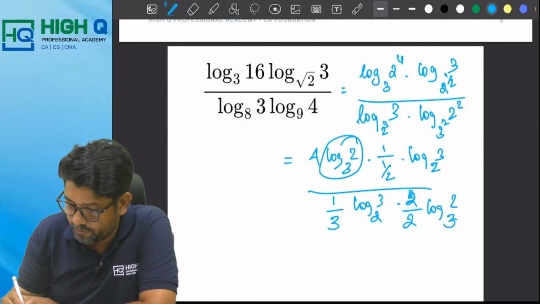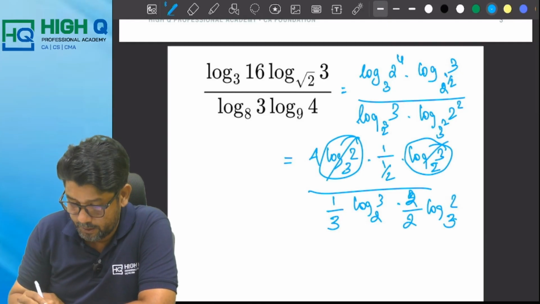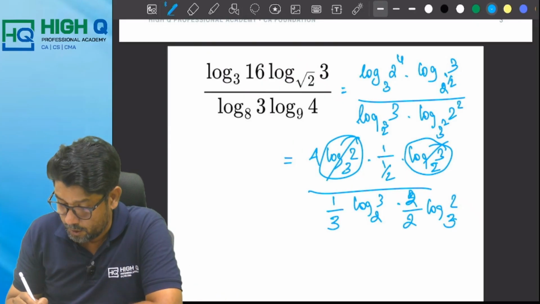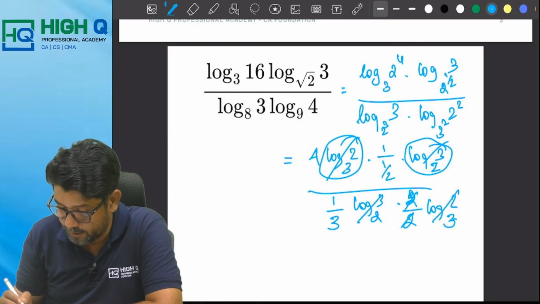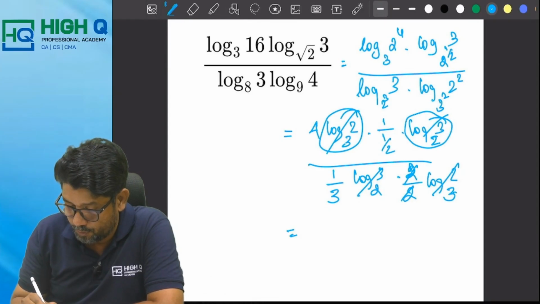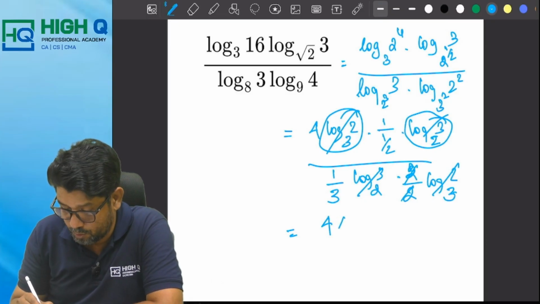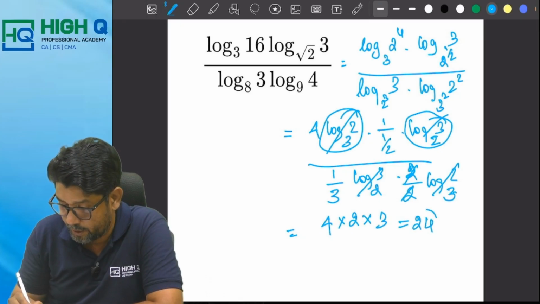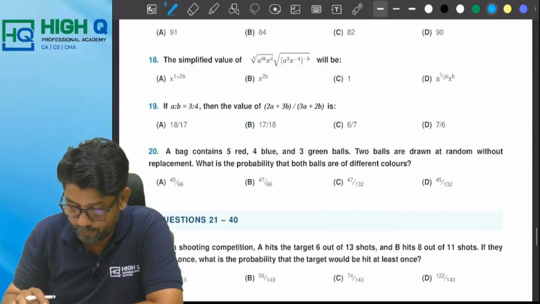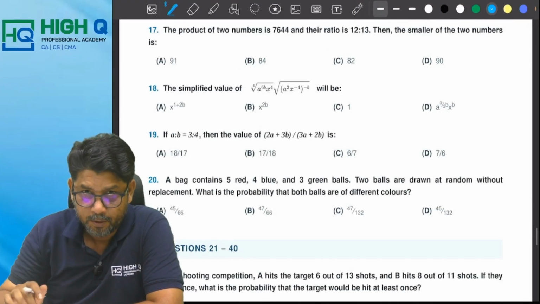See here, if I apply the change of base rule, these two will get cancelled and we will get 1. And this one, 2 and 2 get cancelled, and if we apply the change of base rule again, this also gets cancelled. So in short, what we are going to get: 4, 1 by 1 by 2, it is into 2, 1 by 3, it is going to be 3. 4 2s are 8, 8 3s are 24. So our answer is 24, my dear. Where is the option? Option B.